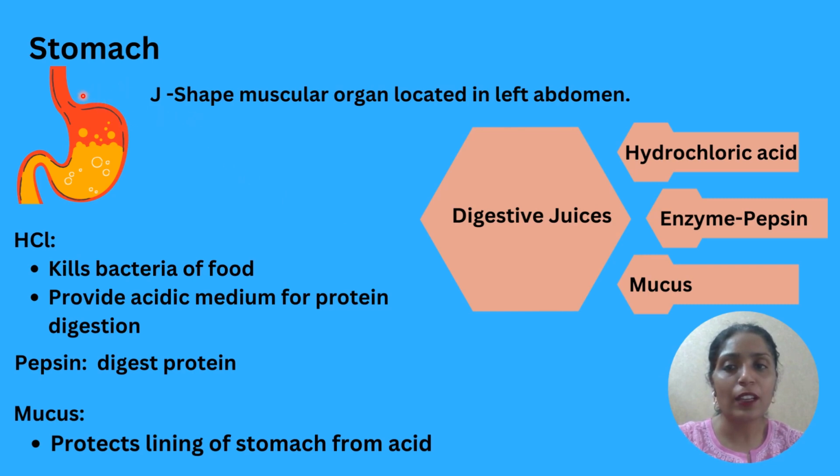As you can see in the figure of a stomach, it's a J-shaped muscular organ and it is located in the left side of abdomen. Stomach releases digestive juices. This juice contains hydrochloric acid, enzyme pepsin and mucus. Hydrochloric acid plays very important role in food digestion. Hydrochloric acid kills the bacteria of the food and provides acidic medium for protein digestion. Enzyme pepsin digests the protein. Mucus protects the lining of the stomach from harmful effect of acid.